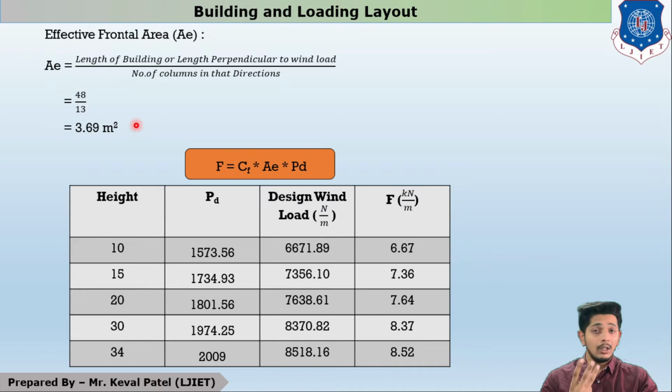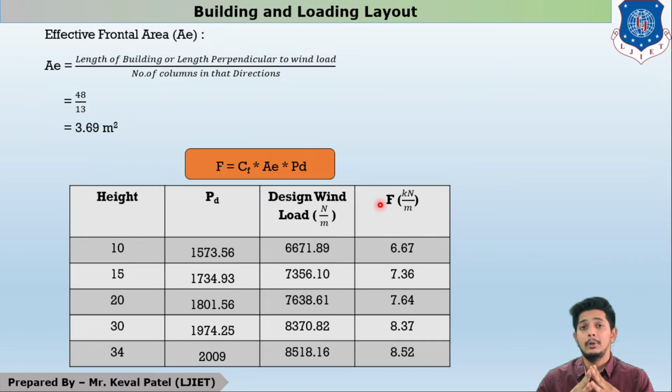Now I have got all three things: PD from previous calculations, CF and AE. So I will put the table here. In this height, PD that was found out from previous calculations, F, that is CF into AE into PD, we can calculate now, and from that load I will convert the load into kilonewton per meter as usual, because the load will be used in kilonewton per meter.